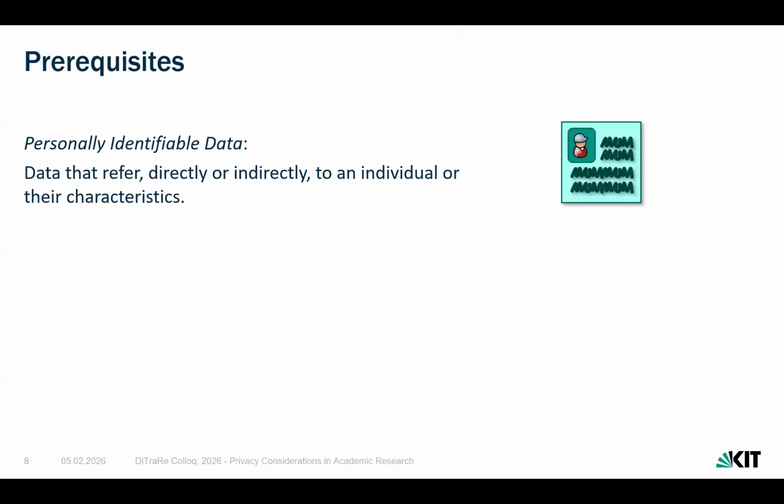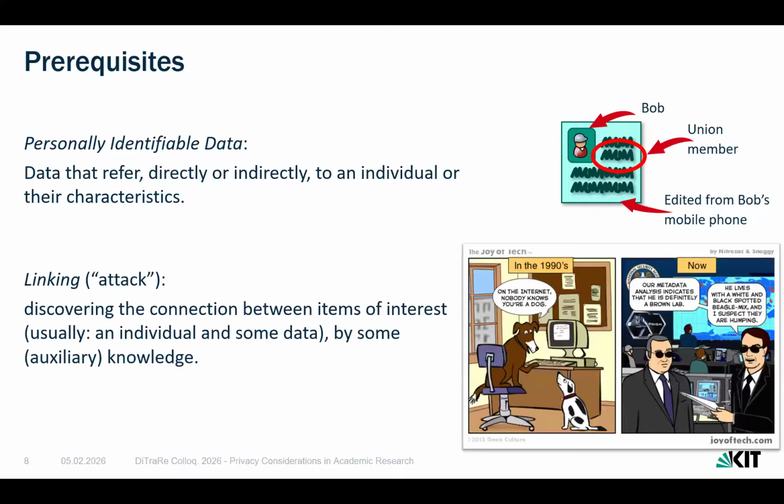Okay, but let's have a look a little deeper at the problem at hand. First of all, a very quick computer scientist definition of personally identifiable data. Personally identifiable data, from our perspective in computer science, is data that refers directly or indirectly to an individual or their characteristics. Let's say we have data about a certain person, Bob. The data may contain certain information, like that Bob is a union member, and maybe the data has been published or edited from somebody's mobile phone, where the mobile phone or the IP address is attached to it. So we have certain references to the person who created this data and to whom this data actually belongs or refers.